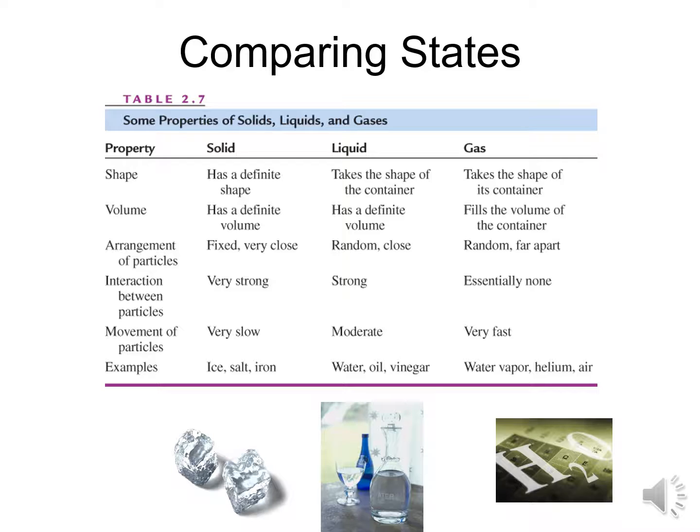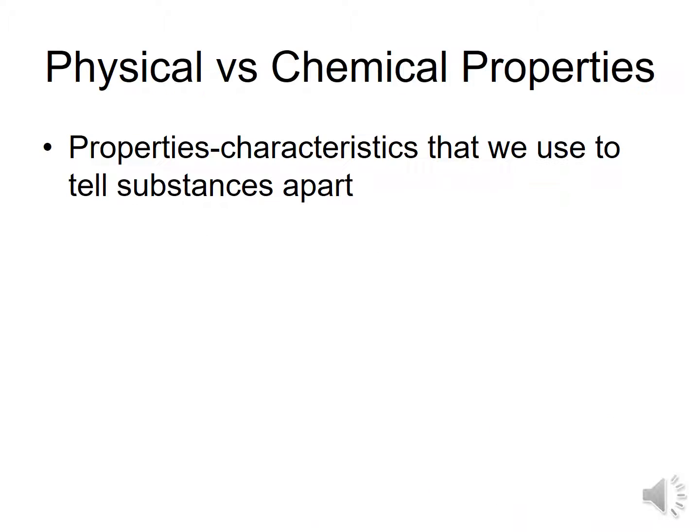So examples of solids: ice, table salt, iron. These would be examples of solids. Liquids would be water, oil, or vinegar. Gases, water in the vapor state. So we've got solid ice, liquid water, and water in the vapor state. All three can exist on Earth. Helium and air would be two more examples of gases.